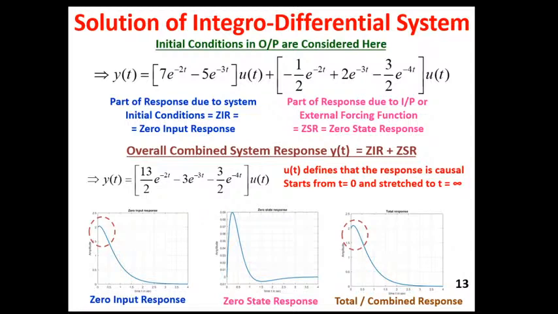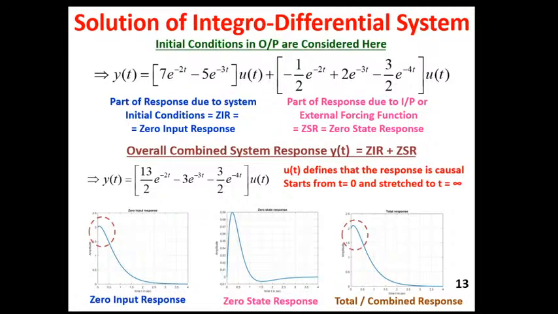But due to this dynamics, what we can find is that the zero input response and the total combined response kind of look similar. This round thing will tell you that there is a little hump in the total combined response, which is not present in the zero input response, and that hump occurs because of the very fast rising peak in the zero state response. So if you add this zero state response and zero input response, we get the combined response, and the equation for that is y(t) = 13/2 e^(-2t) - 3e^(-3t) - 3/2 e^(-4t).